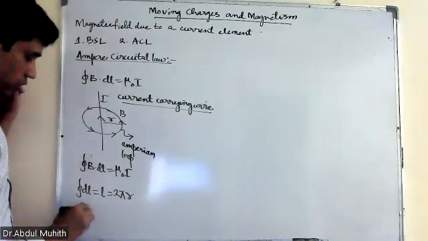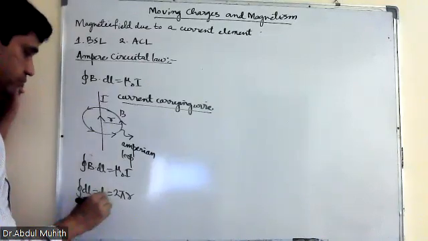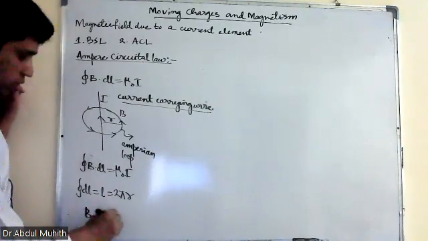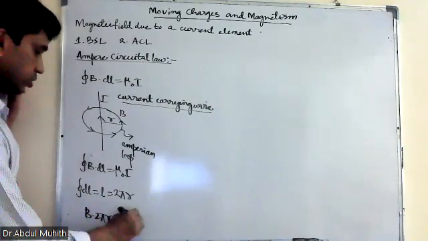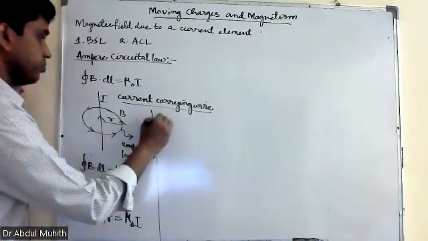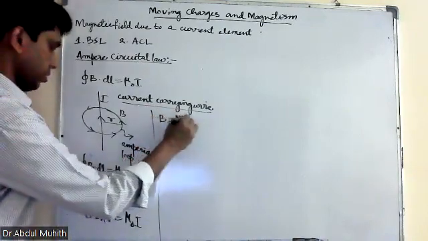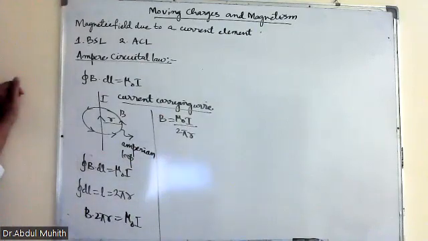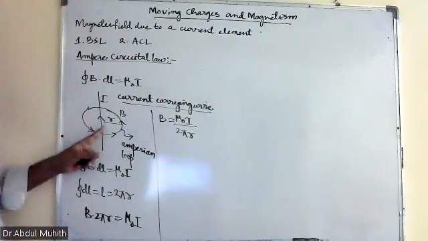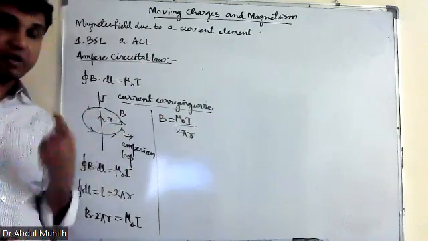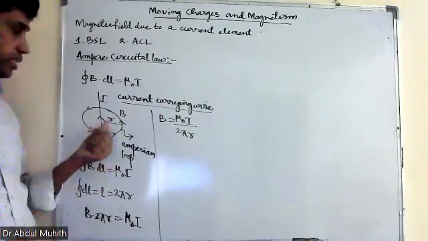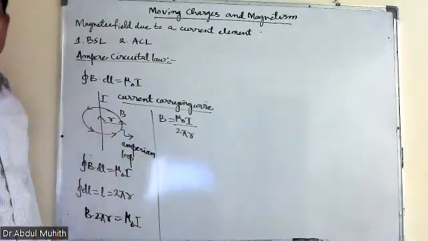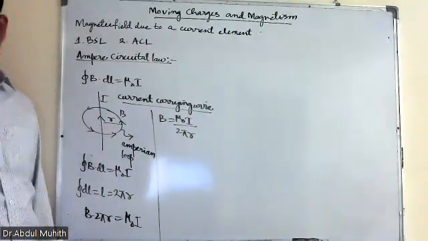So now what happens here? B into 2 pi r is equal to mu 0 into I. Just cross multiply this one. The formula is B is equal to mu 0 I by 2 pi r. Is that clear? Did you understand now? If it is a straight wire, and I want to find out the magnetic field around the wire at a distance r, then what is the formula? B is equal to mu 0 I by 2 pi r. Is that clear, all of you?